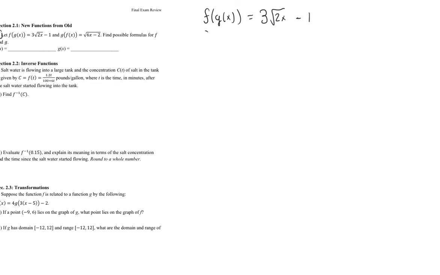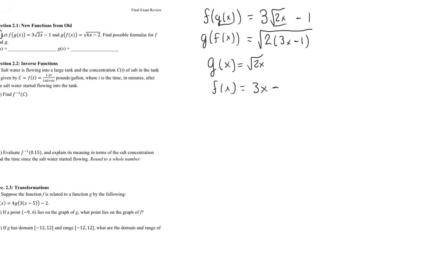Now we have this function of g, which is a function of f of x, which is going to be the square root of 6x minus 2, which is the same as the square root of 2 times 3x minus 1. So if you look at this, you can see that g of x is the square root of 2x, and f of x is equal to 3x minus 1.